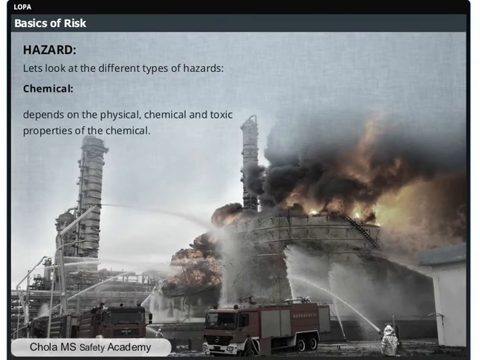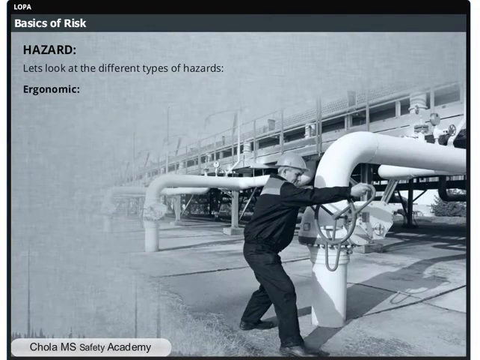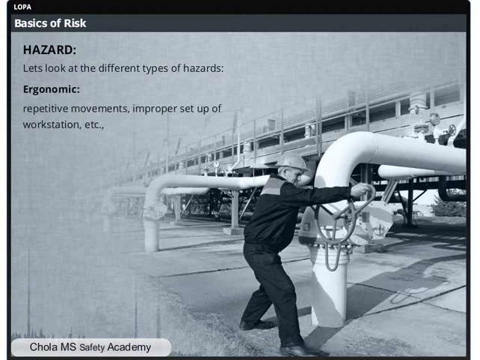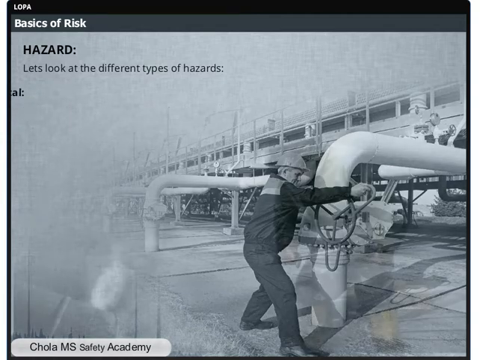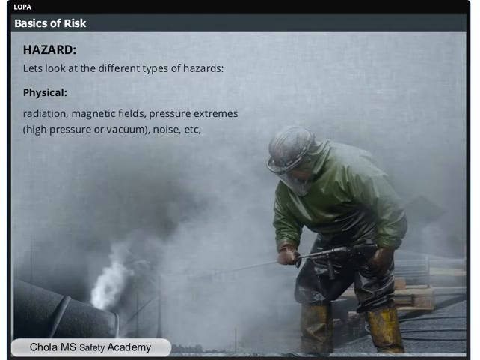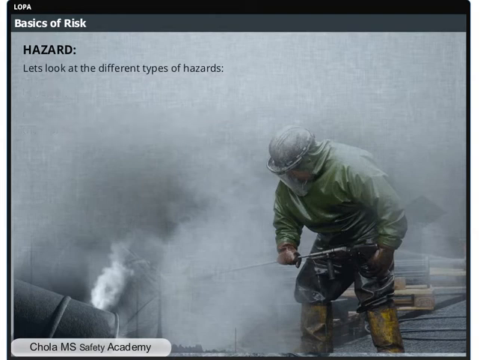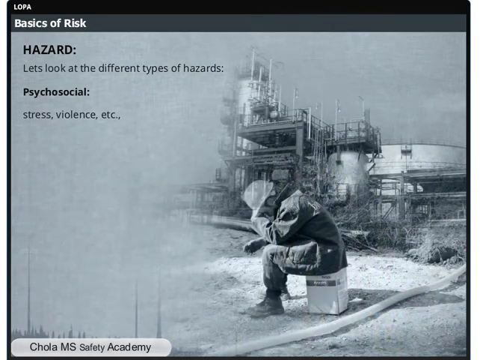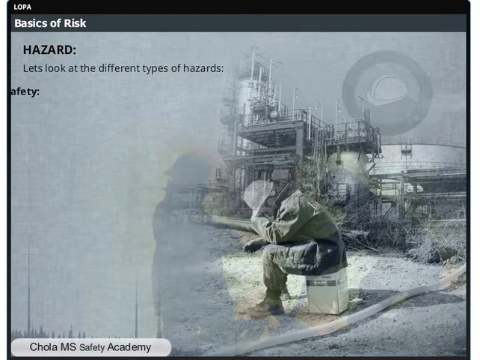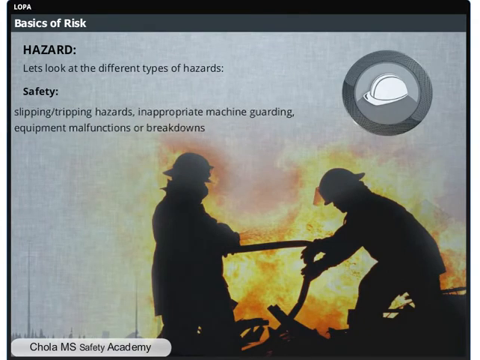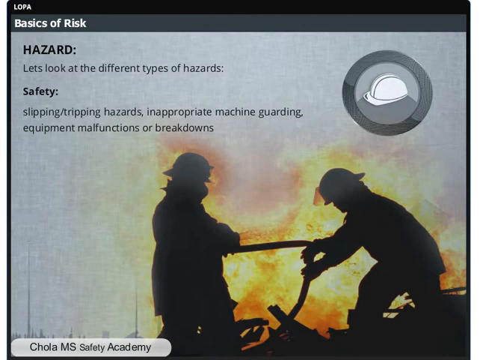Chemical. The extent of hazard depends on the physical, chemical and toxic properties of the chemical. Ergonomic. These include hazards caused by repetitive movements, improper setup of workstation, etc. Physical hazards like exposure to radiation, magnetic fields, pressure extremes, noise, etc. Psychosocial, which is stress, violence, etc. Safety issues like slipping or tripping hazards, inappropriate machine guarding, equipment malfunctions or breakdowns.